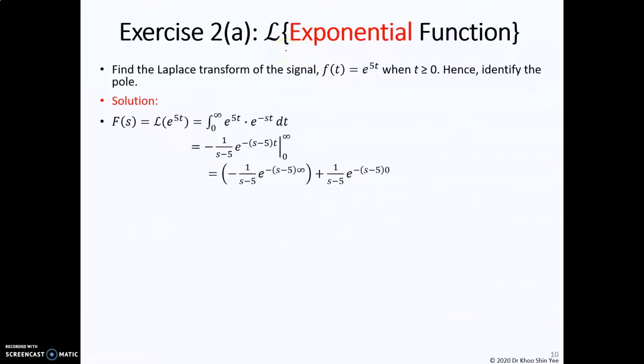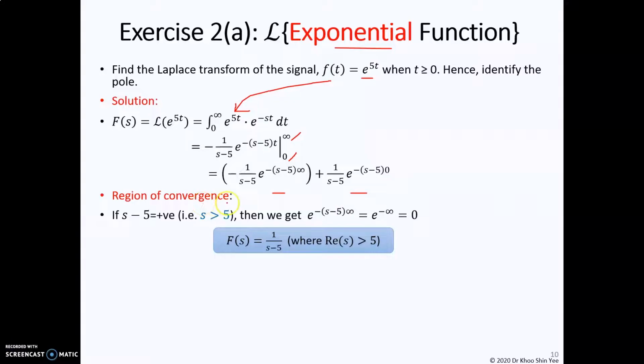In this example, we will perform the Laplace transform on the exponential function, so you have exponential 5t here. Substitute the f(t) into the definition and then integrate, you get exponential negative (s minus 5)t here, divided by the constant, negative (s minus 5). Then substitute the limits infinity and 0, you should be able to get this.